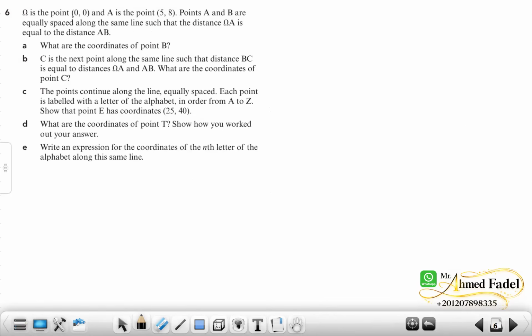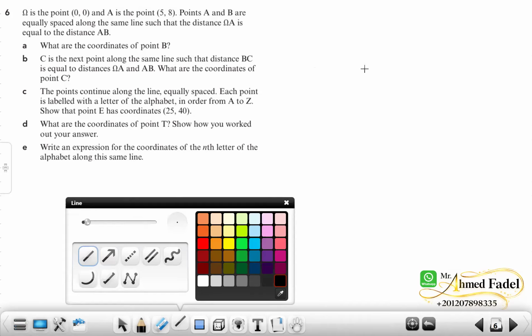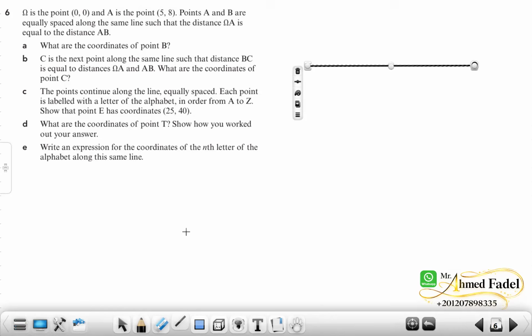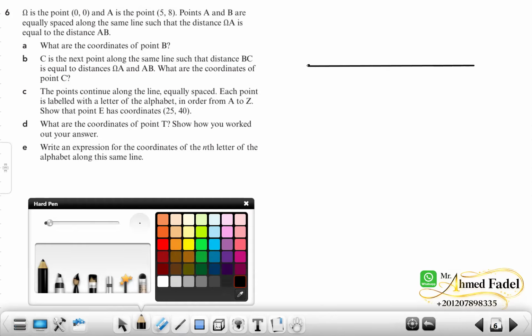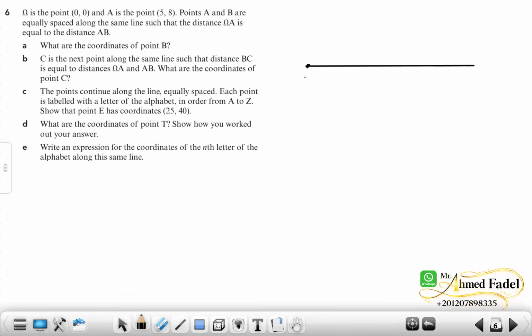Omega is the point 0, 0, and A is the point 5, 8. Points A and B are equally spaced along the same line such that the distance omega A is equal to the distance AB. What are the coordinates of point B? All right, just a second. Let's just imagine the line. They said equally spaced in a line. They said the first point over here, which is omega, is 0, 0. Then they said A is 5, 8.